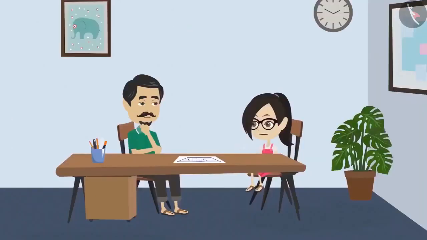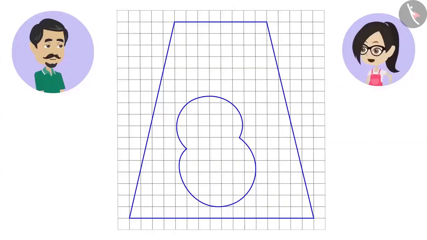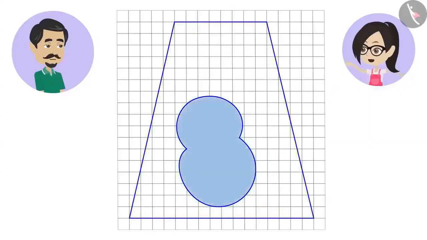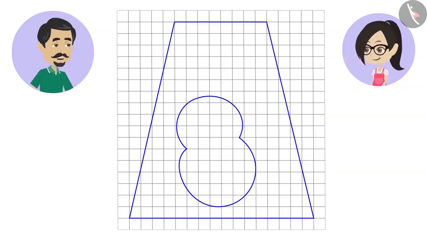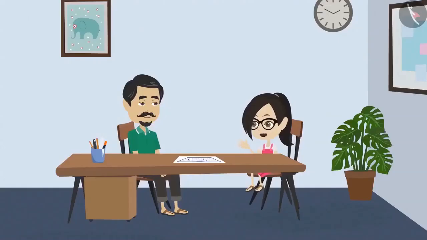How? Madam has taught us to find the measure of difficult shapes, and the shape of both the farm and the pond on the map are difficult. Okay, then measure it and find out whether the measure of this pond is 1/4 of the total measure of our farm or not. First, we will measure the whole farm. But how will you do that?